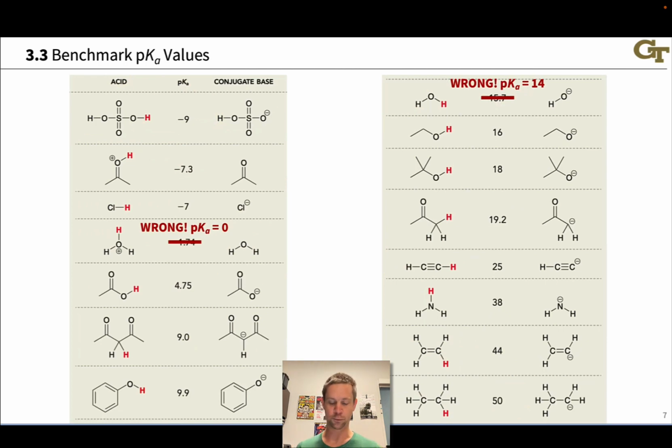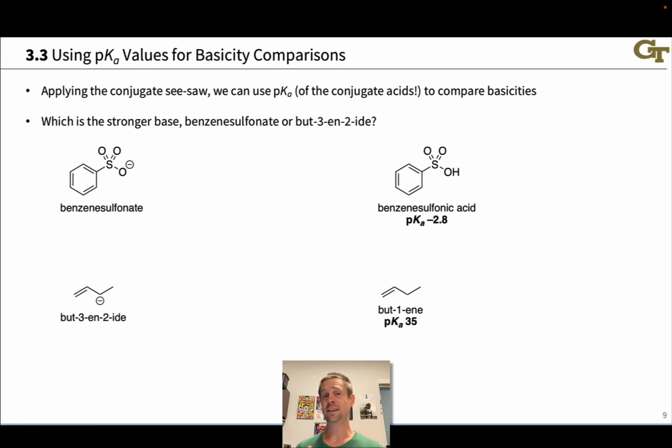So these tables go from least acidic in the bottom right, with increasing acidity this way, and then increasing acidity this way, to most acidic in the top left. And this is one way we use pKa values. Thanks to the conjugate seesaw, we can also use pKa values to compare the basicity of two conjugate bases of acids whose pKa's we know.